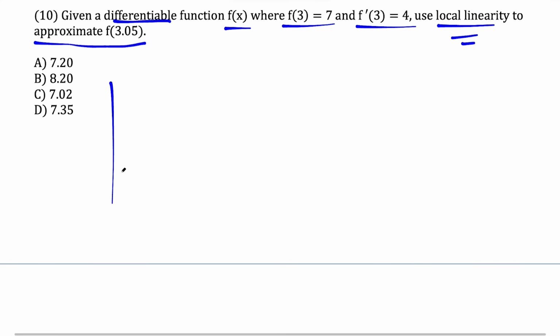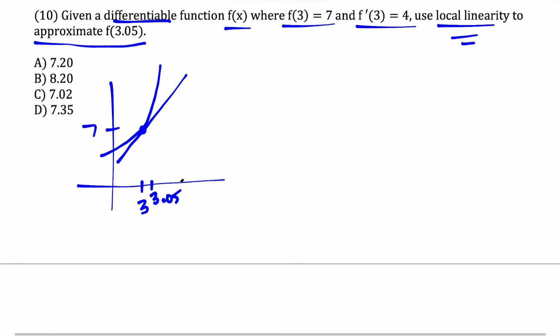So the concept behind this question is we have some function f of x, and all we know is that f of 3 is equal to 7, and we know that f prime of 3 is equal to 4. So that tells us that the slope of our tangent line at x equals 3 is equal to 4. So we don't know what f of x looks like, but let's say I just draw something like this. So now that we have this sketch, we could just visualize here the goal is to approximate f of 3.05. So we want to come up with an approximation for this function value over here.